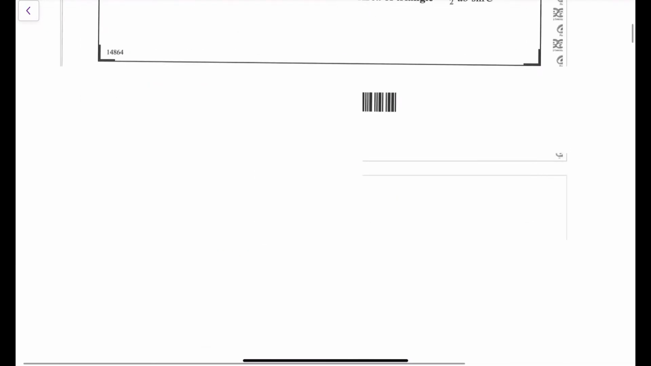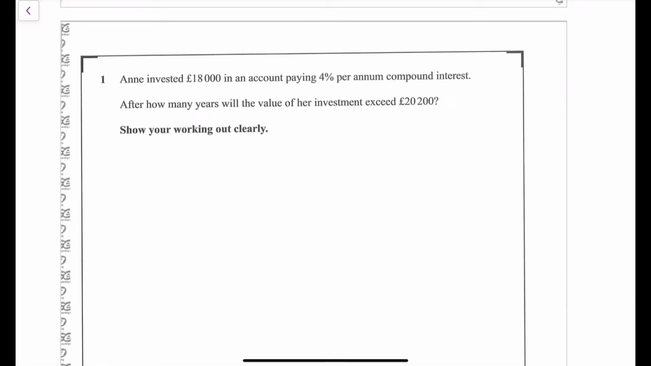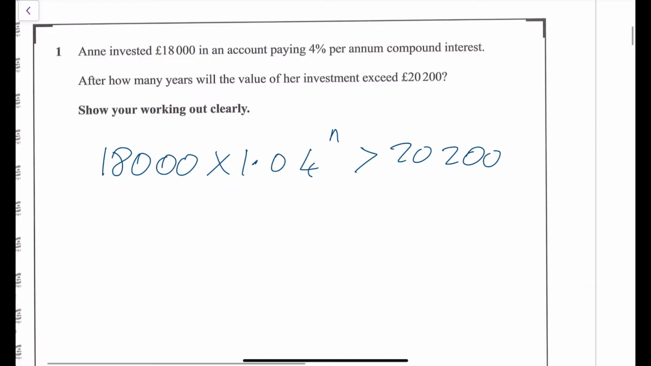Okay, the first question says, Anne invested £18,000 in an account paying 4% per annum compound interest. After how many years will the value of her investment exceed, so that means greater than, £20,200? So what we want is to find the value of n such that 18,000 times 1.04 to the power of n is greater than 20,200.